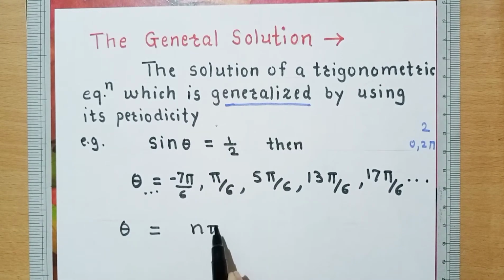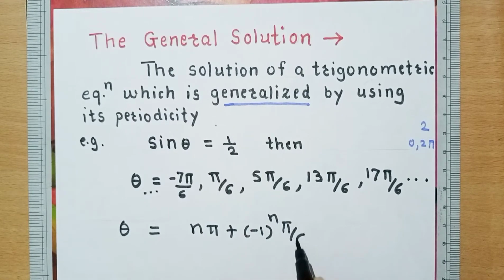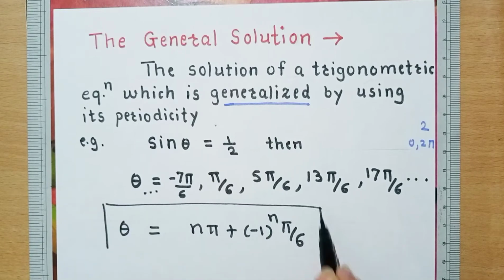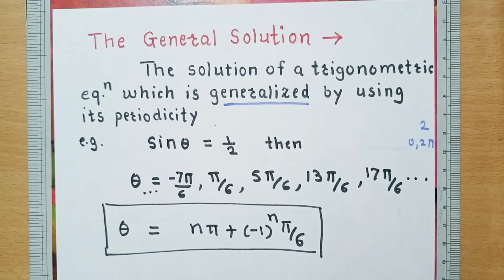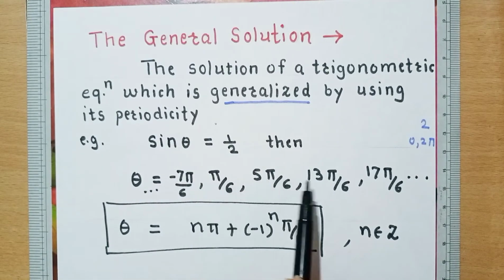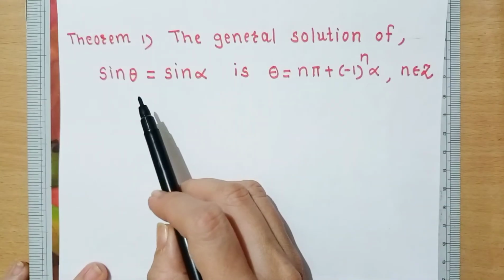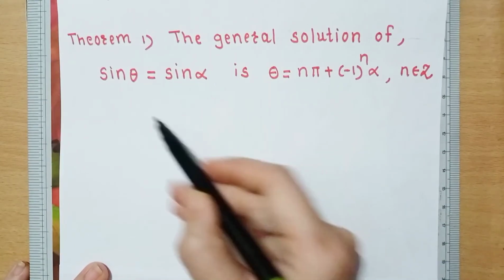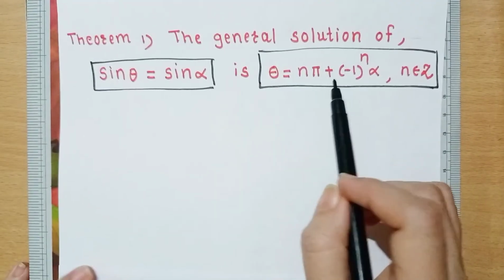If I write n pi plus minus 1 raised to n into pi by 6, then this is called the general solution of this trigonometric equation, where n belongs to Z, the set of integers. That means we can find all these solutions by using this formula. So our first theorem is: the general solution of sine theta is equal to sine alpha is theta equal to this. So we have to prove it.